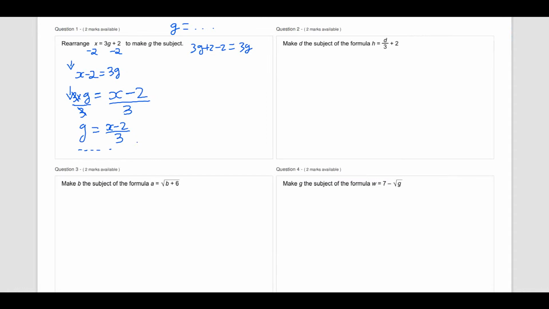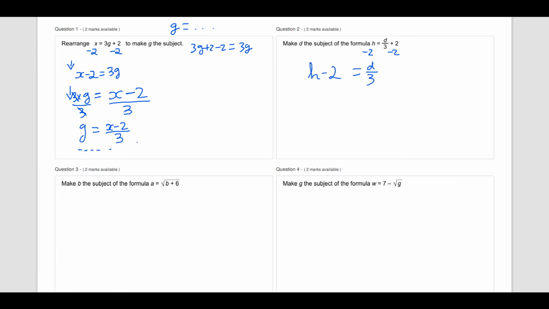The second one, we want to make d the subject. So again, I want to get d over 3 on its own first. So I'm going to subtract 2 from both sides. So on the left-hand side, I've got h minus 2. On the right-hand side, I've just got d over 3 now, because I've taken away 2 from both sides.